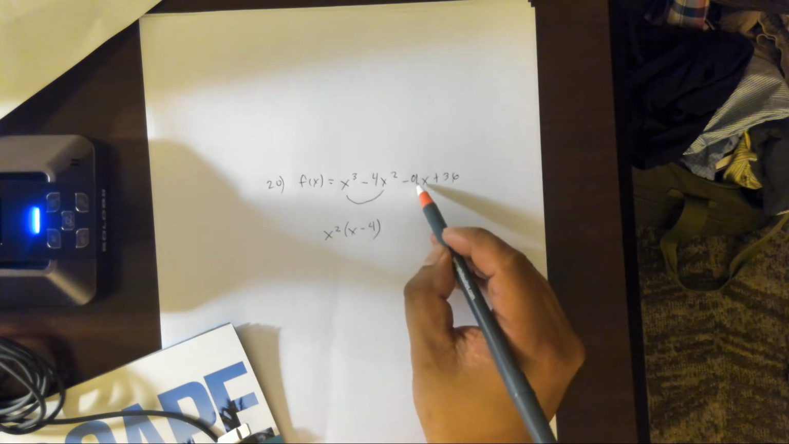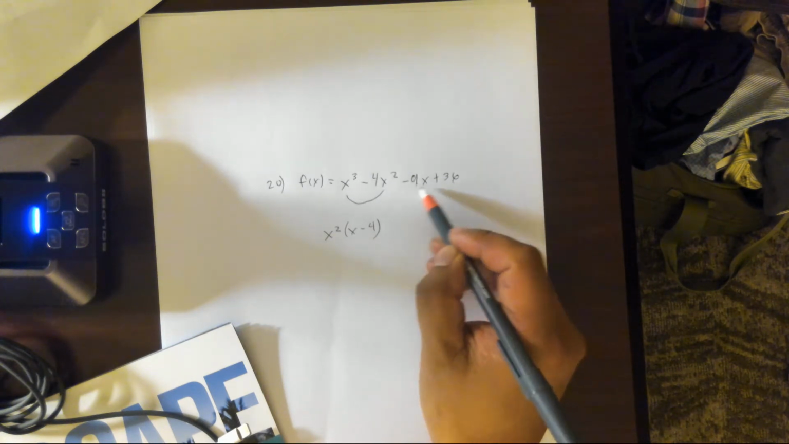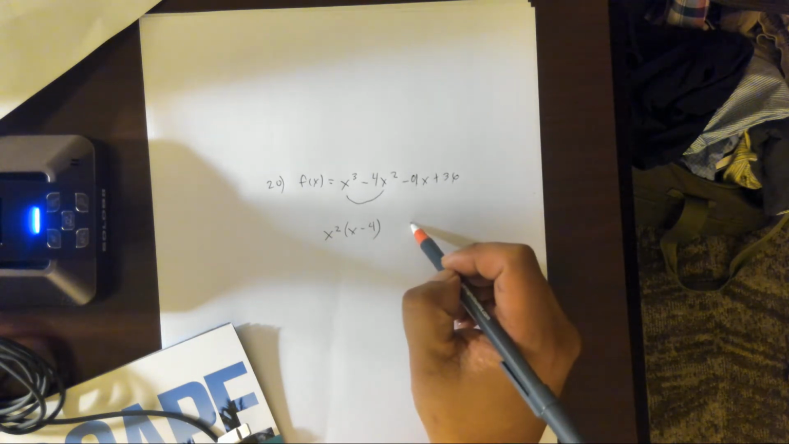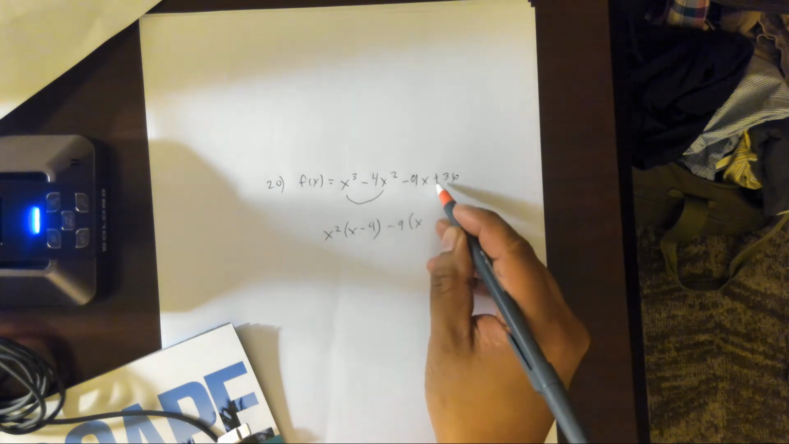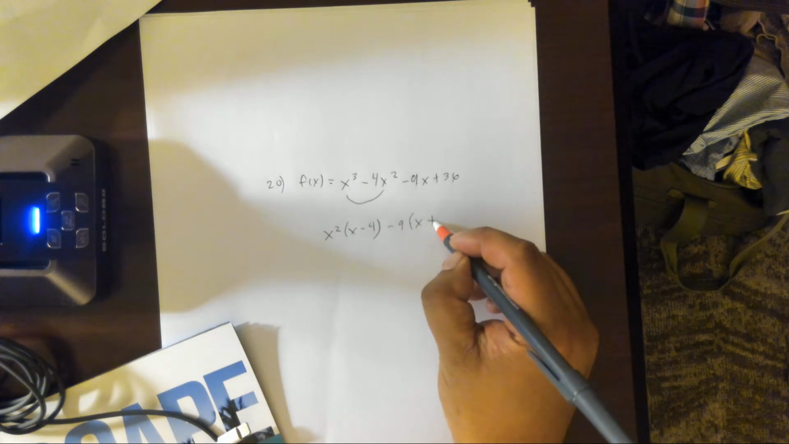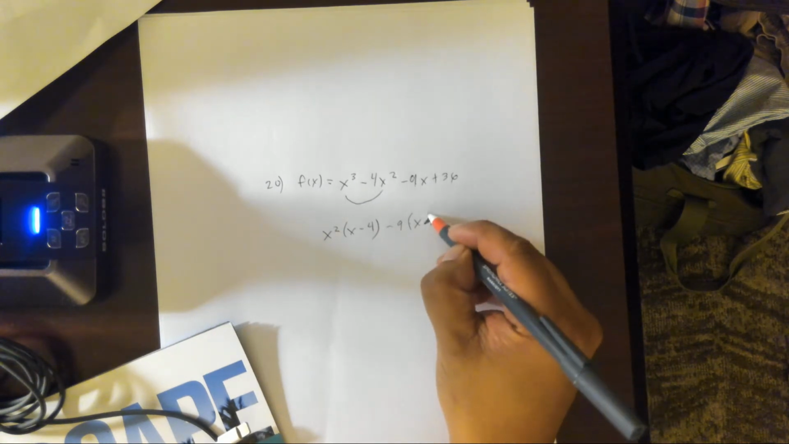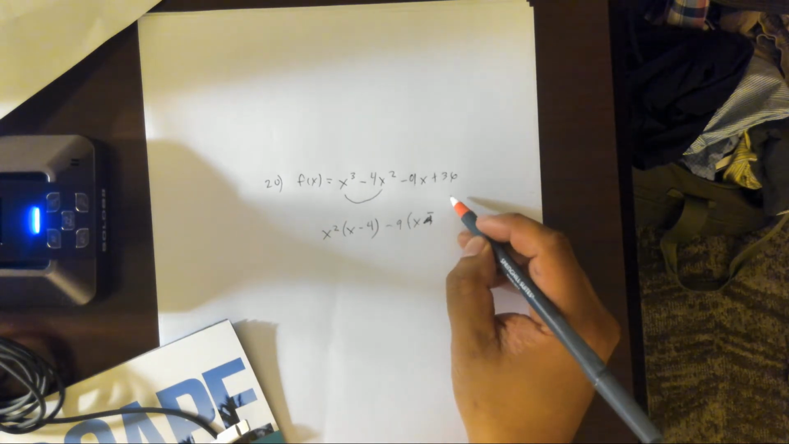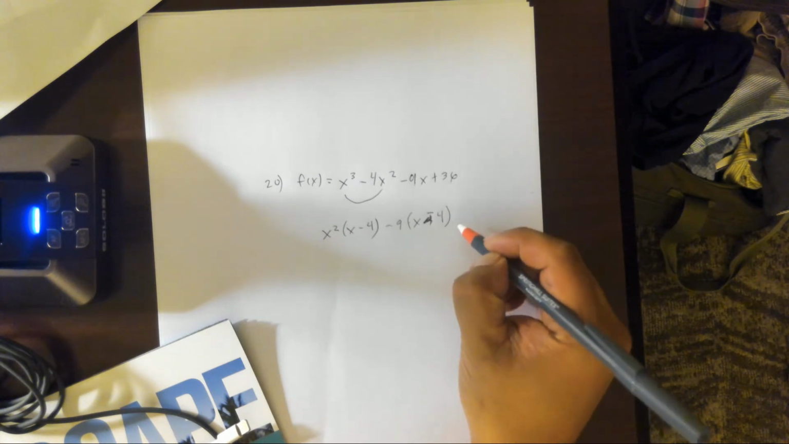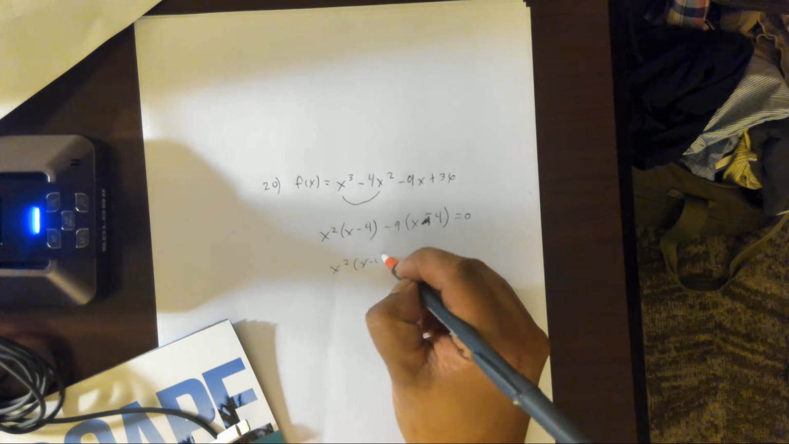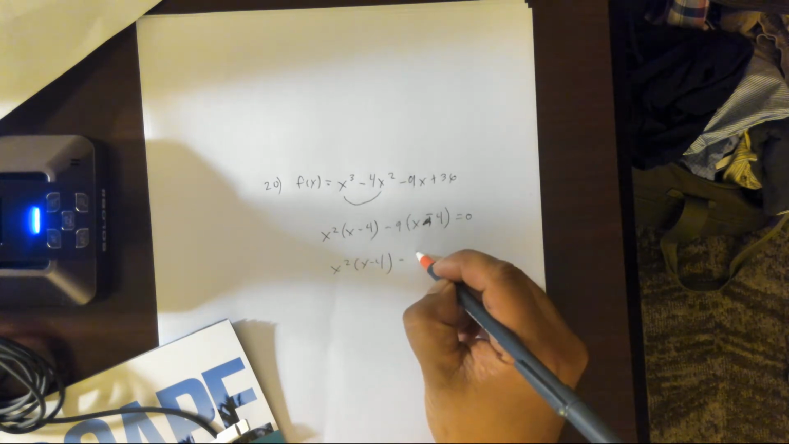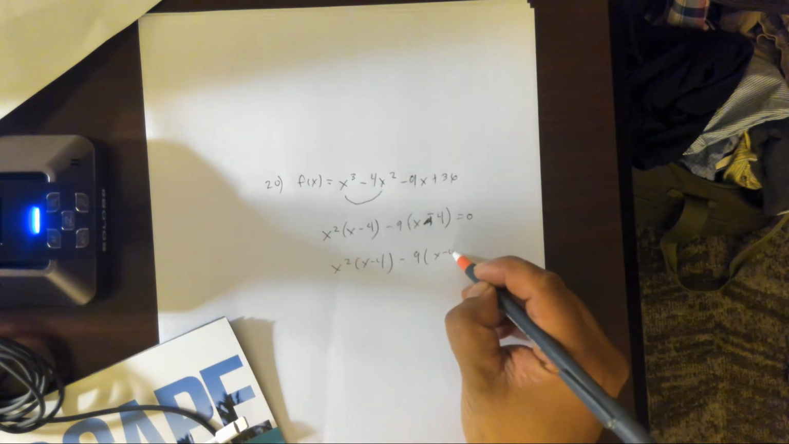On the next one, there's a 9 and a 36. Well, 9 and 36 is a factor of 4. So you take out the 9, so now you multiply that by x, and then minus 4, because it's going to be a positive 36, equals 0. So let me just rewrite all that. x squared times x minus 4, minus 9 times x minus 4, equals 0.